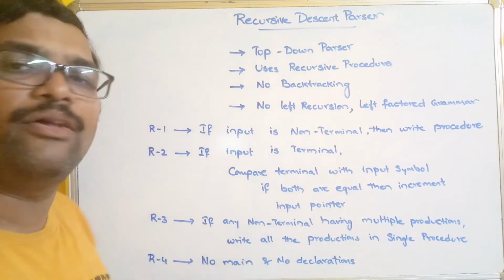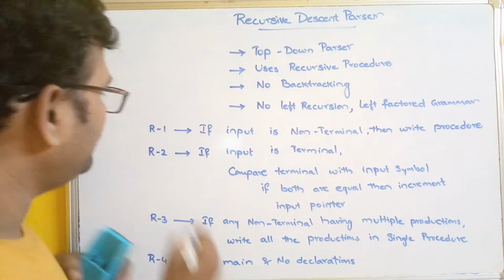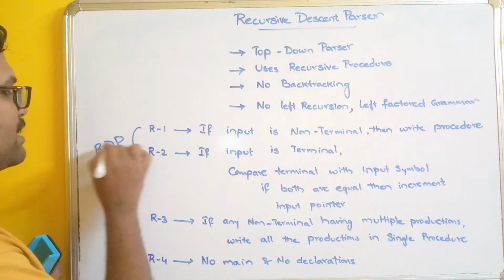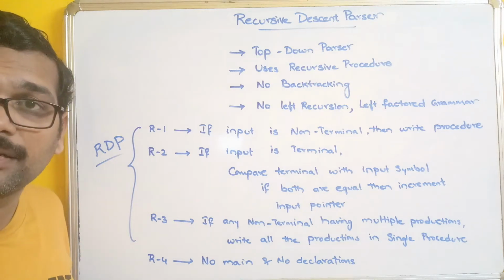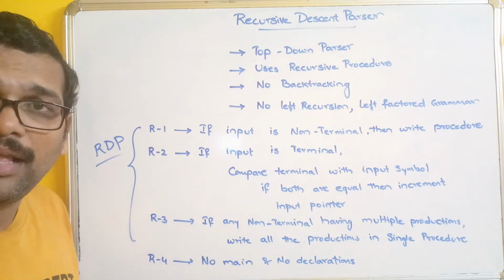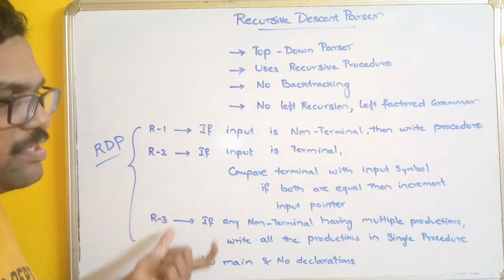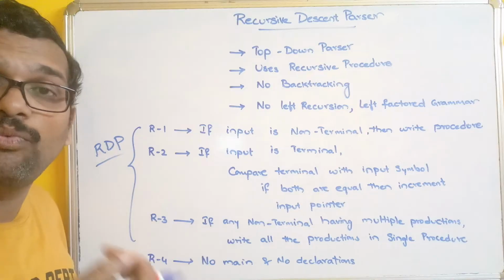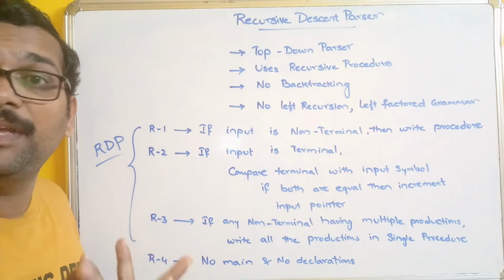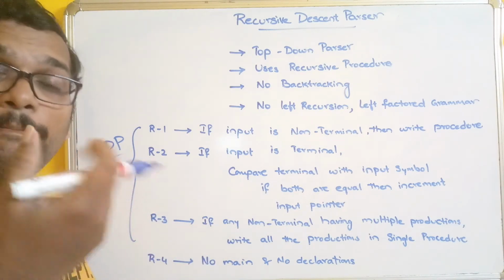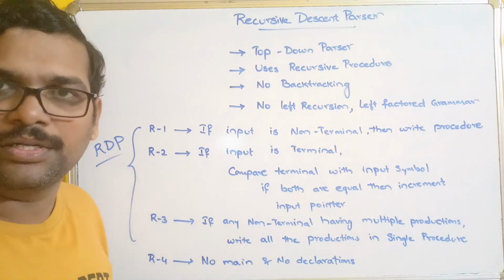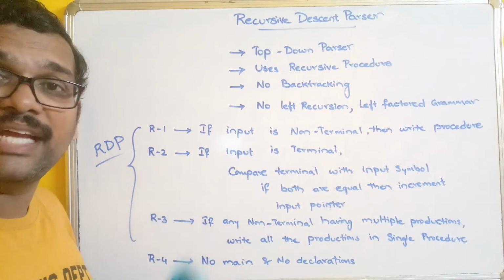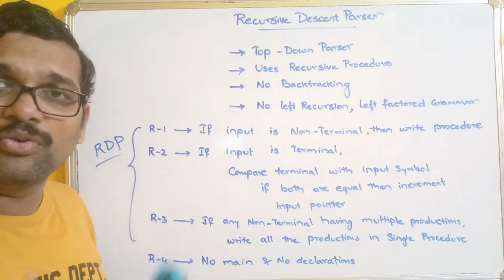So directly we can write down the procedure. These are the rules for the recursive descent parser. We have to take one example and write down the procedure by using all these four rules, and then take one input string and check whether that string can be parsed with the given grammar or not. That we'll see just now. So let us take an example and let me explain this process.